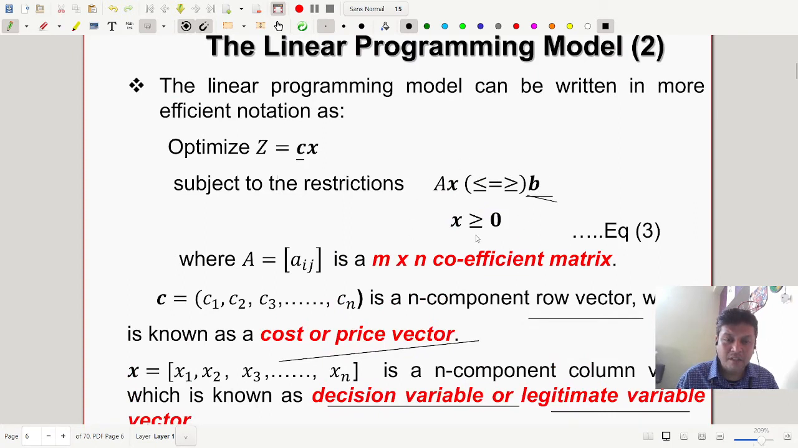So that's it. And x greater than or equal to 0, where 0 is the null vector. So you have a very compact representation of the LPP, very compact in vector matrix notation. Okay. So this is your linear programming model.